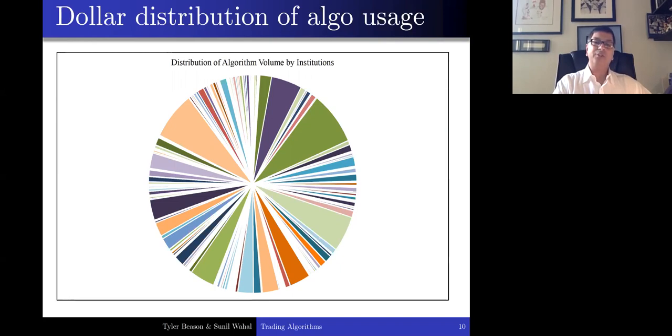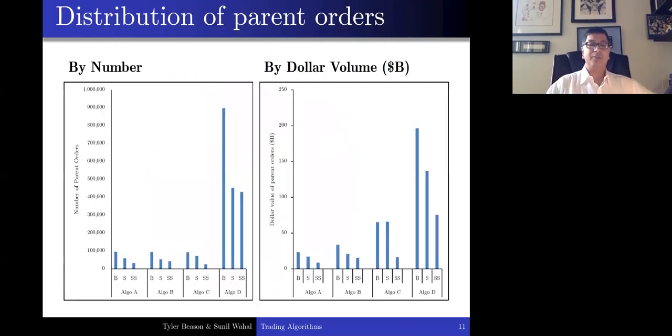Before I go on, I should mention, because there's a lot of data here, I'm going to try to do everything in graphical form as much as possible to make absorbing this material relatively easy. This shows the distribution of parent orders both by number and dollar volume across the algos. So you can see algos A, B, C, and D down here, and buys, sales, and short sales.